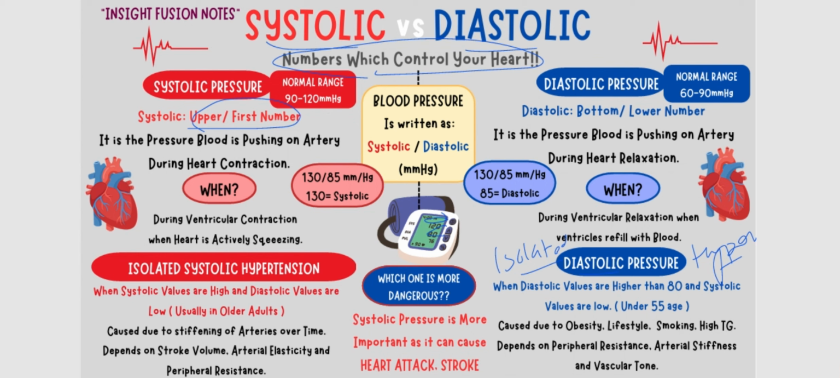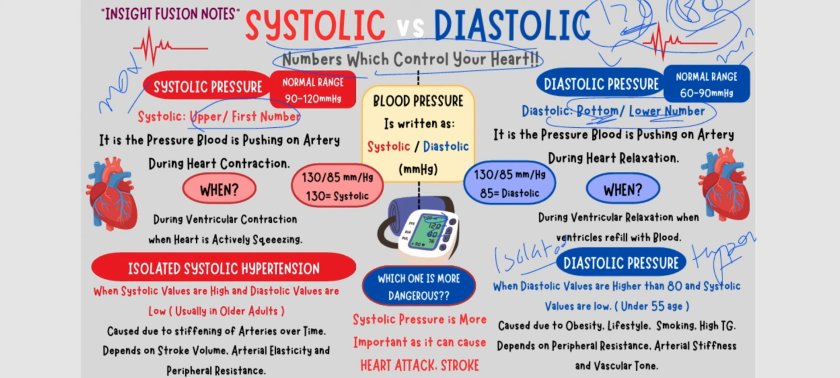If I say 120 by 80, 120 is the first and higher number, so that is called the systolic pressure. Diastolic pressure is the bottom or lower number. This 80 is the lower number, which is considered the diastolic pressure. So systolic pressure is the upper or first number, also considered the maximum value, and diastolic pressure is the bottom or lower number, considered the minimum value.